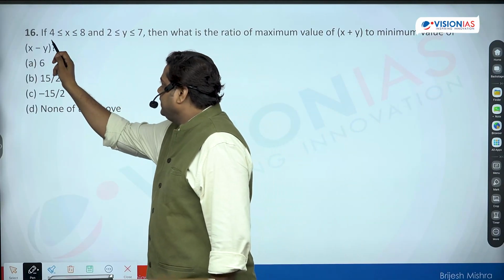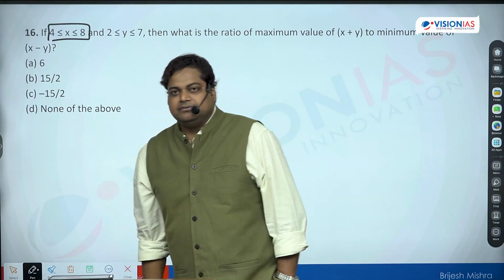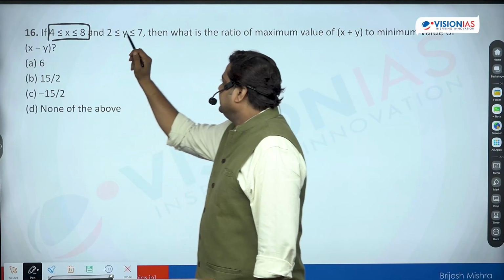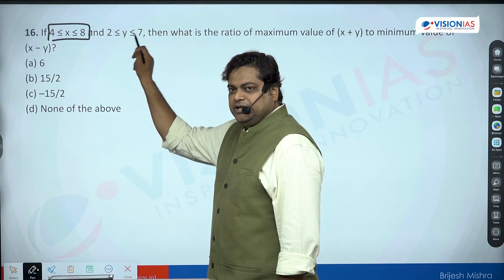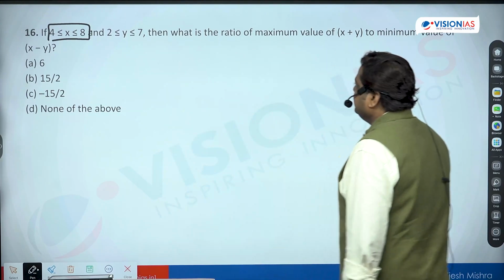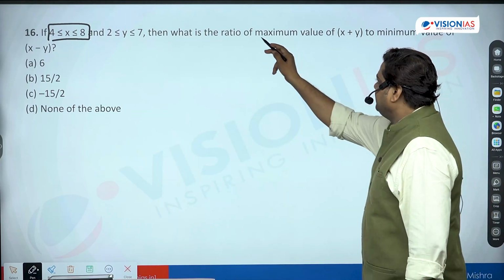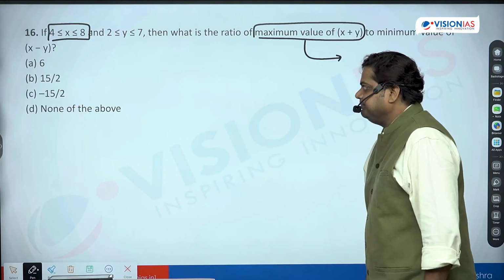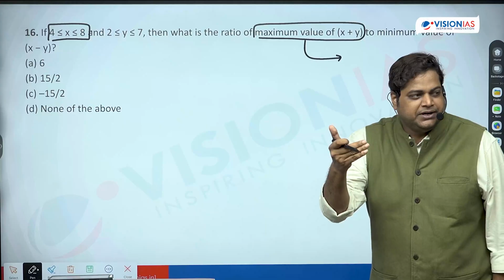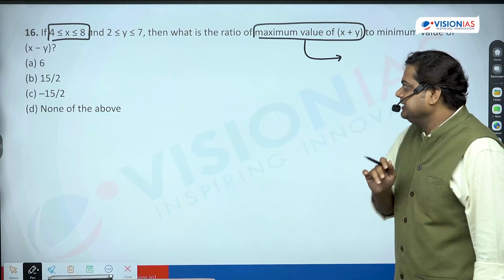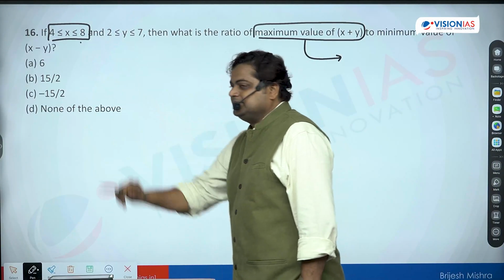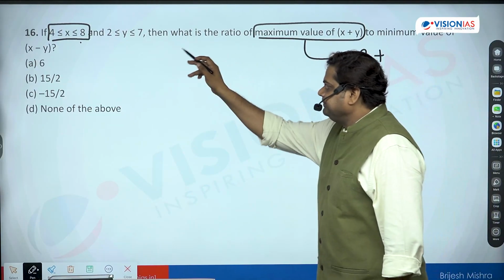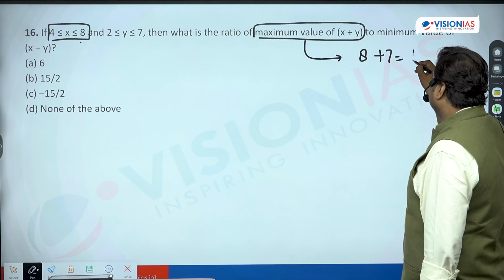X, the range of X is given as 4 to 8, including these two numbers 4 and 8. Y is 2 to 7, including these two numbers 2 and 7. What is the ratio of the maximum value of X plus Y and the minimum value of X minus Y? What can be the maximum value of X plus Y? So we need to take the maximum value of X and the maximum value of Y. What is the maximum value of X? 8. What is the maximum value of Y? 7. 15.